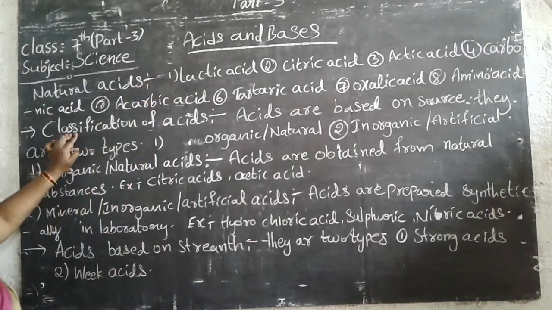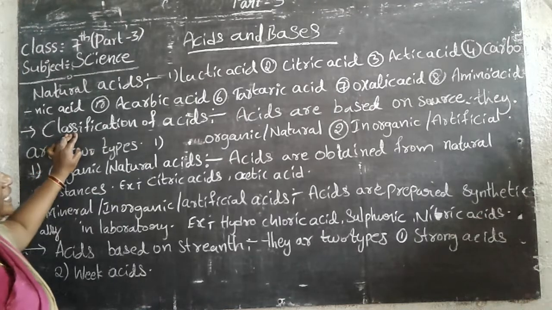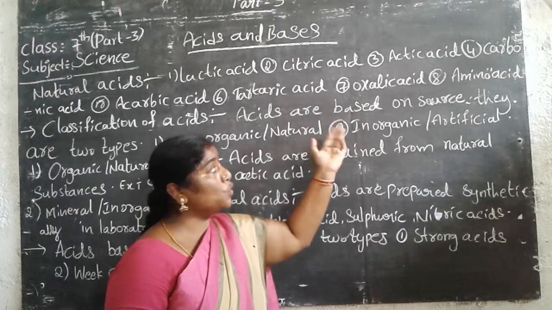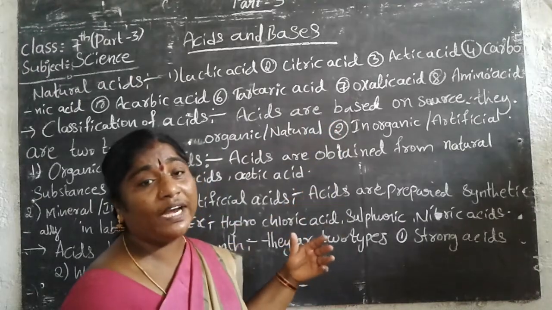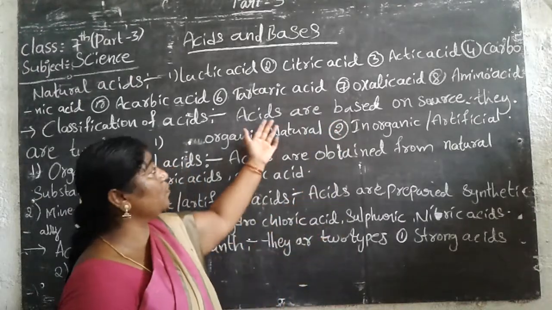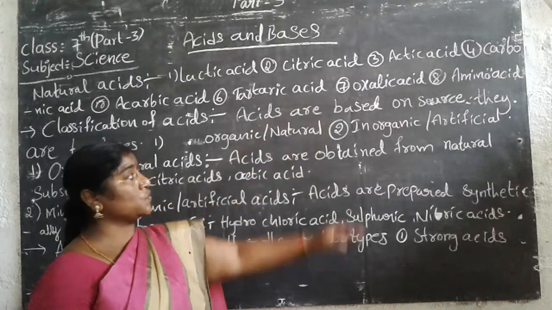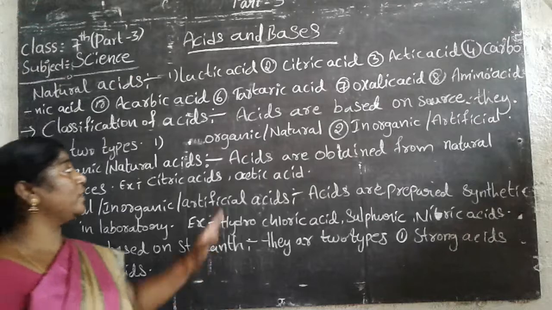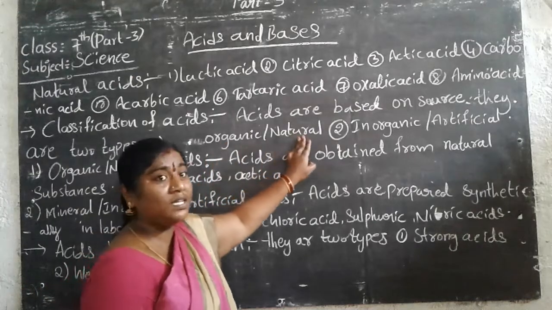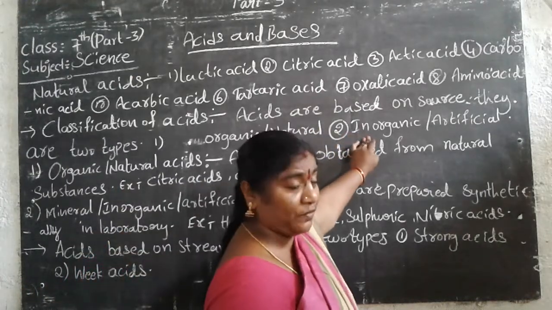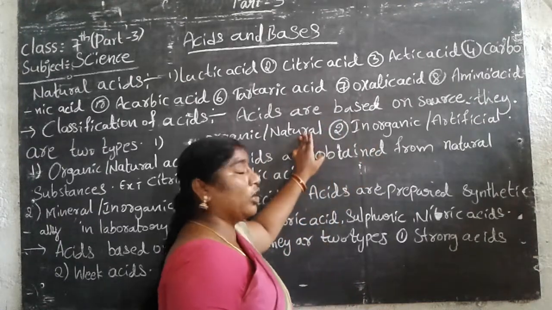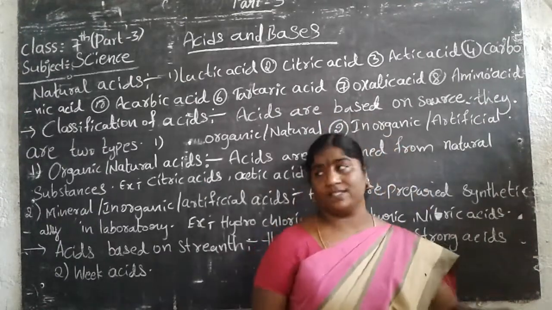Next, what is the classification of acids? How many types are there? The classification of acids is based on source. There are two types. One is organic or natural acids. The second is inorganic, artificial, or mineral acids. There are two types, organic and inorganic acids.